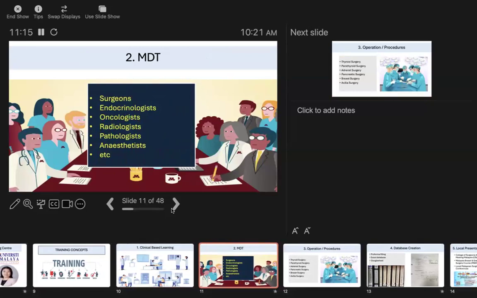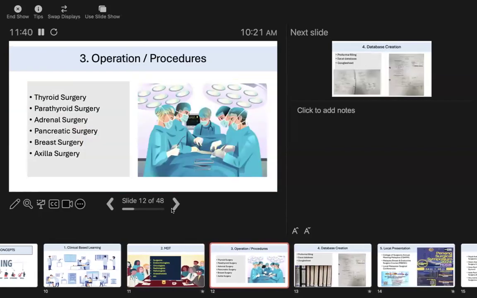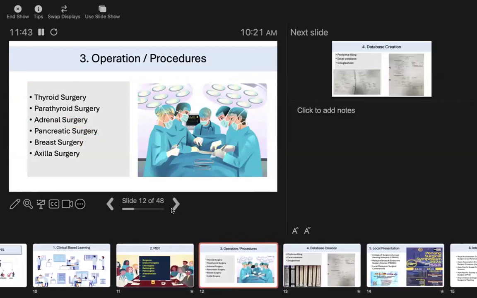Of course, we emphasize multidisciplinary team management, which includes surgeons, endocrinologists, oncologists, radiologists, pathologists, and anesthetists. Nowadays, the trend is we do everything via MDTs. In your hospital nowadays, in 1 week, how many MDT sessions are you attending? I guess in Kota Baru, at least 10 MDTs that we have to join or present in. In all disciplines, they emphasize MDTs. And we train all the trainees in operative procedures for thyroid surgery, parathyroid, adrenal, pancreatic, breast as well as Angela surgery.